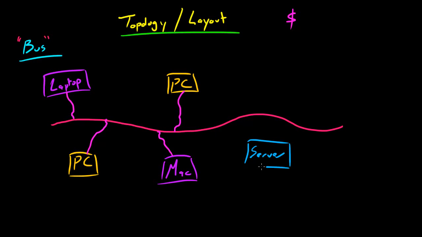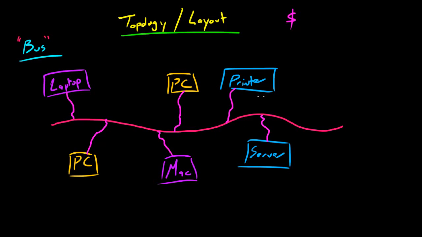Since this is computer networking, we might as well throw in a server. We'll say that this is an office, or a home or something like that. And we'll also put a printer in here. Why not? All of these computers are sharing the same printer and the same server, and as you can see, they're all connected to the same major backbone.